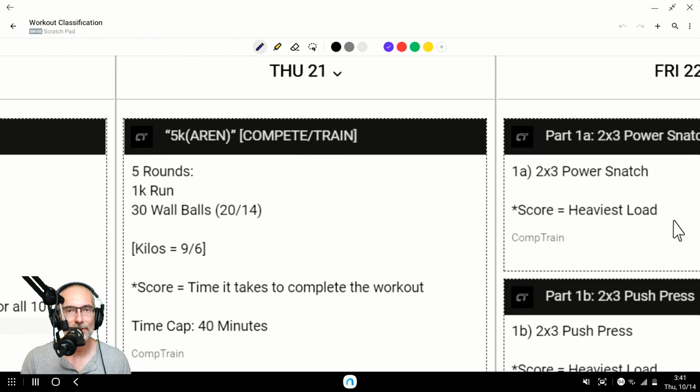So I might be running at my 10K pace for this workout, not my 5K pace. If you run your 5K pace, then there's not going to be anything left for the wall balls. You only have so much energy. So you want to dial back on that run a little bit to more like your 10K race time. That would probably be about right.